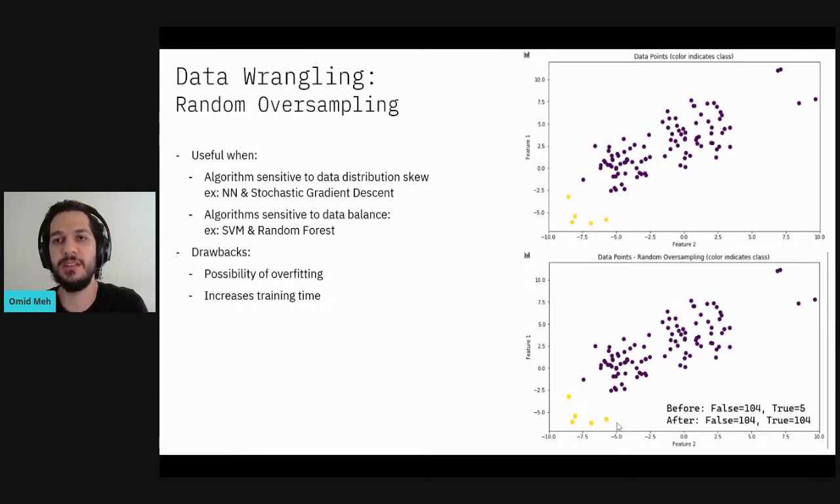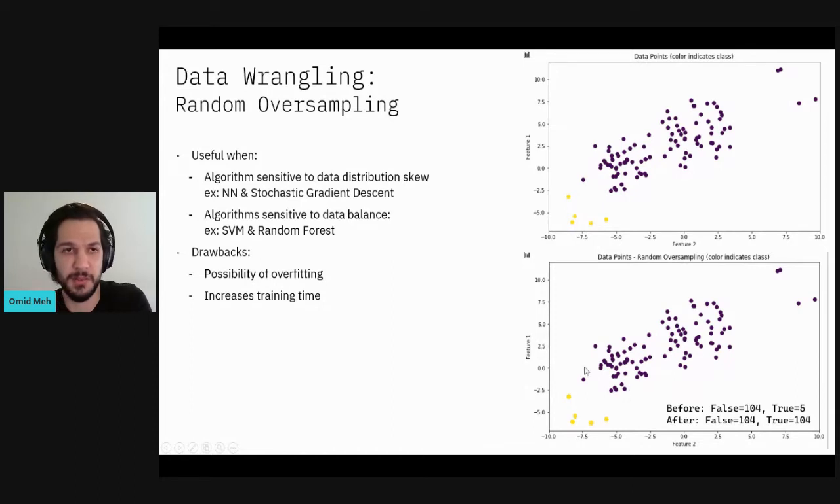So in some sense, you haven't gained any new information. Not that we could gain any more information without collecting more, but it doesn't seem like anything has changed. However, this is useful for cases where the algorithm learns iteratively, or the algorithm is actually sensitive to the distribution of the skew. So even though it might seem the data hasn't changed, in terms of distribution, we've gone from 104 in one class, 5 in another class, to both being equal number of data points in each class.